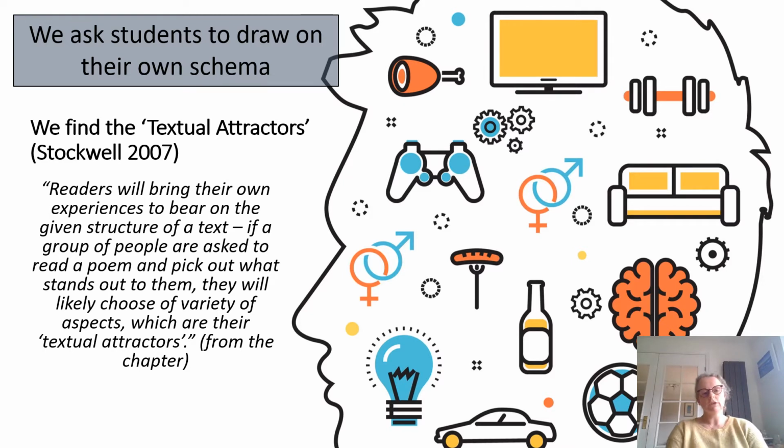So he says, readers will bring their own experiences to bear on the given structure of the text. If a group of people are asked to read a poem and pick out what stands out to them, they will likely choose a variety of aspects which are their textual attractors. Okay, so the idea there being that students will read the text and different things will stand out to them compared to perhaps the person who's sitting next to them in the class, and that's absolutely fine. They pick up on their textual attractors, which are the things that they're more likely to be able to talk about when they start analysing the poem.